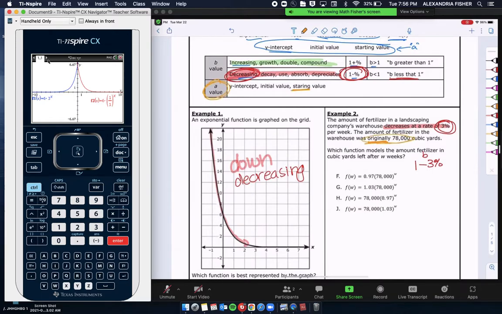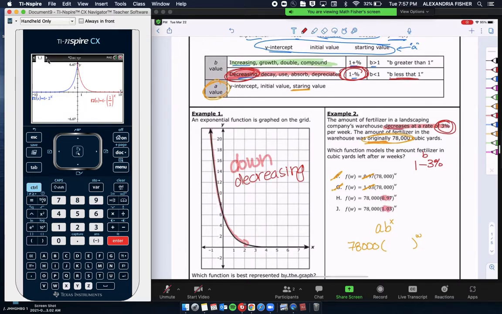So we have our a value here. Remember, a always goes in front. It's ab^x. So we know the first part of our equation is 78,000, parentheses, and the W up top. So if we look at our answer choices, we can eliminate F and G right away because the a is wrong. So then let's figure out our percent. Let's figure out which one of these is correct.